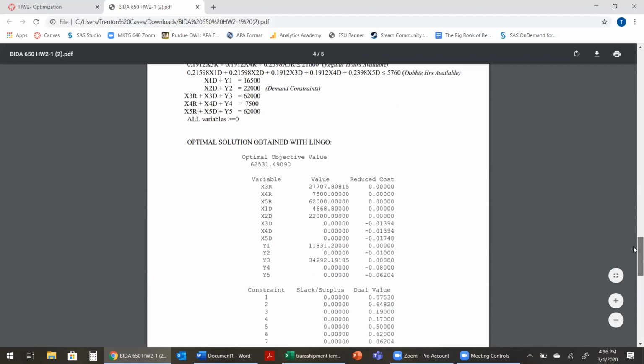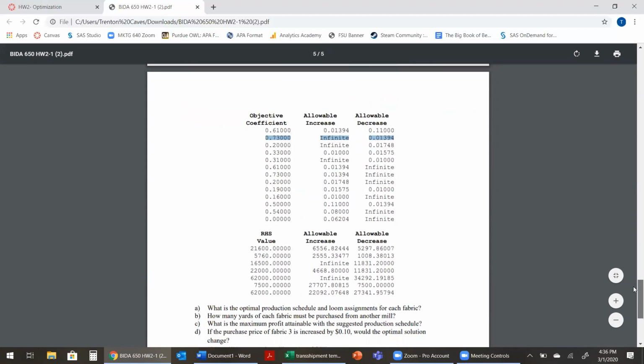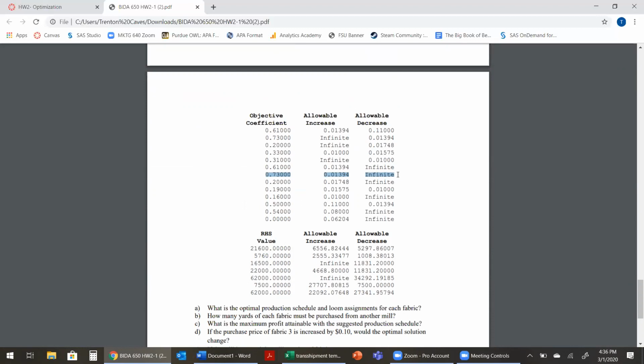The next one is X4D. And that one's going to correspond to this 73. And here, our allowable increase is 1 cent. So we're outside of our feasible range for this one. We're already over 100% change. Therefore, we know this is going to affect our optimal solution.